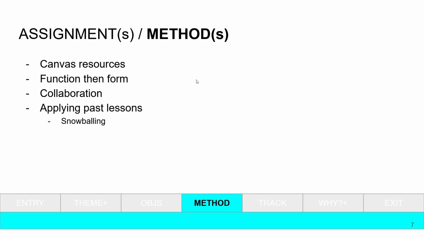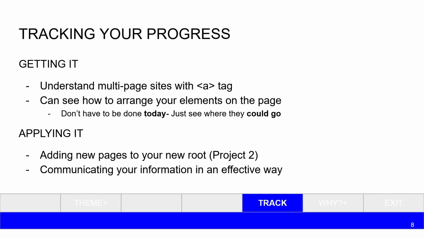And you know you're getting it by the end of today by definitely understanding multi-page sites with the anchor tag, and we'll get to seeing how you arrange your elements probably when I get back. That's a little bit more about getting it for the whole project instead of getting it for today. You will know you're able to apply it by adding new pages to your root, project number 2, and by the end of the project, you'll have communicated your info in an effective way, okay?